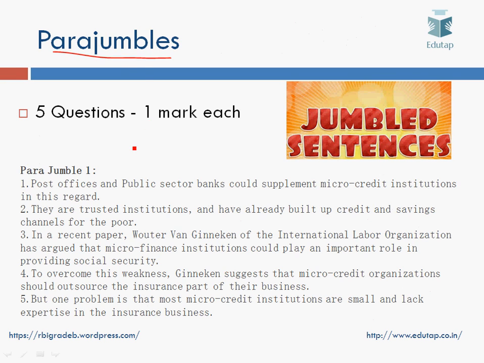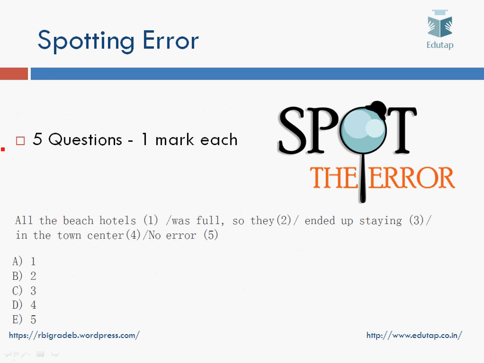Parajumbles is the topic on which there were 5 questions of 1 mark each in 2015 but no question in 2016. In a parajumble type of question, you basically get 5 sentences. You are given a number of sentences and you have to arrange them in a logical order, deciding what should be the first sentence, what should be the second sentence, and so on, in a logical and sensible manner. They should make sense. The complete paragraph should be logical.